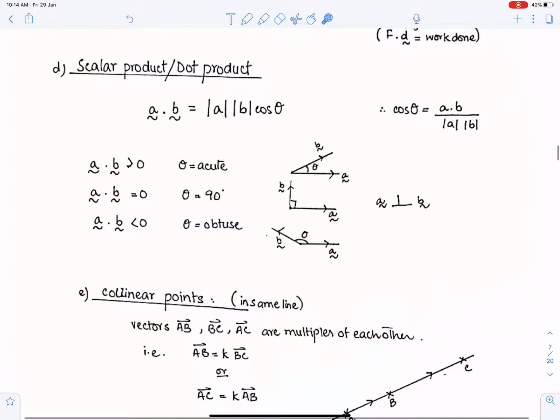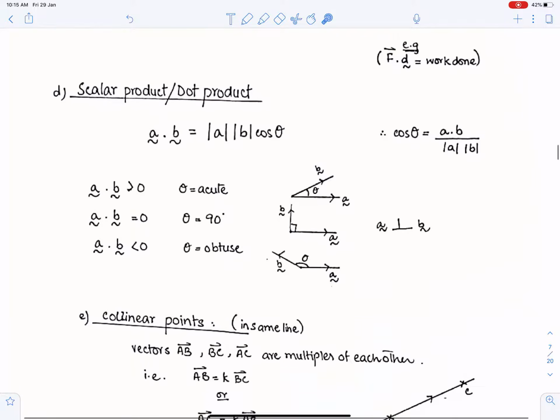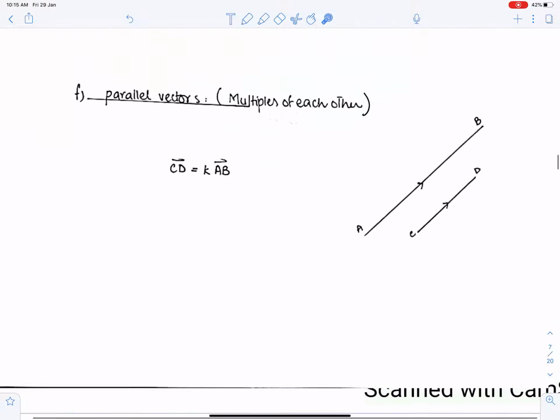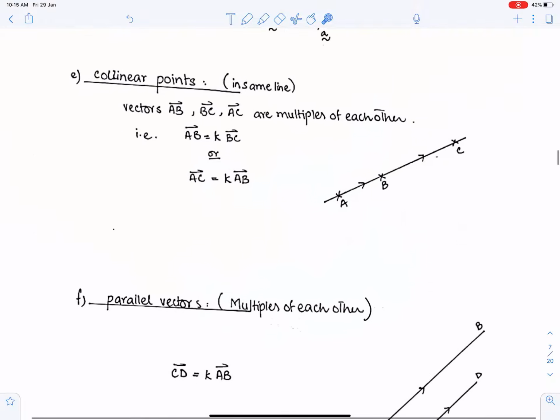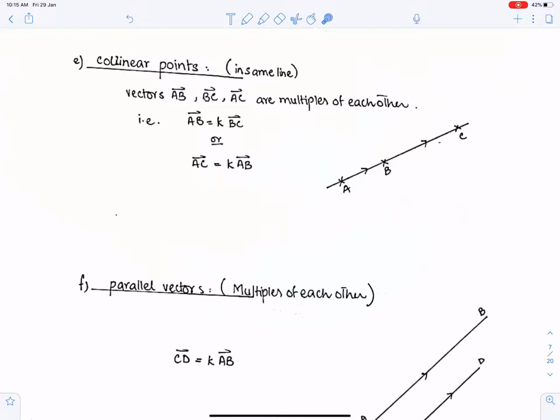Is scalar a product or dot product? I will discuss this topic after these two topics, collinear and parallel vectors and unit vectors. Let me first discuss collinear points. If 3 points lie on one straight line, then the points are said to be collinear. And the vectors formed through those points are multiples. There are 3 vectors in the same direction, AB, BC, and AC. These vectors are multiples of each other. And you can use any equation.